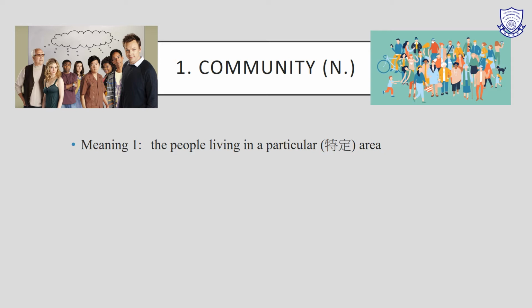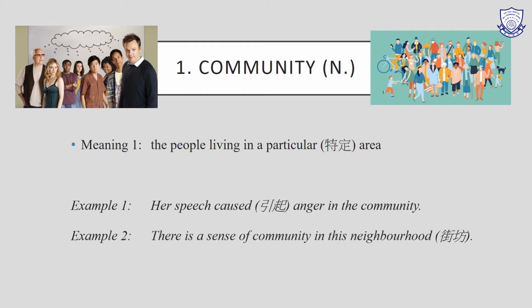The first vocabulary item is community, and it is a noun. The meaning is the people living in a particular area. Example: her speech caused anger in the community. Example number two: there is a sense of community in this neighborhood. The first example is easy to understand, while the second one may take a bit more explaining.